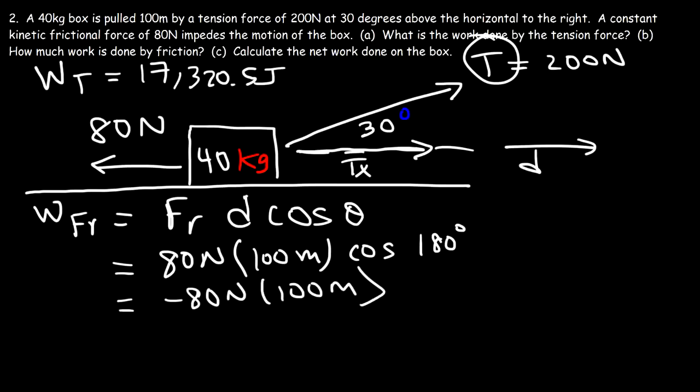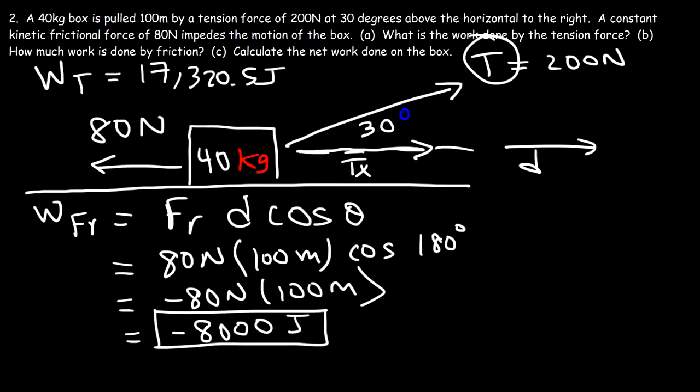So if you didn't want to bother with the angle, you could just say that this force is going in the negative x direction, so therefore we could say it's a -80. And the answer will be the same. So -80 times 100 is -8,000. So that is the work done by friction.